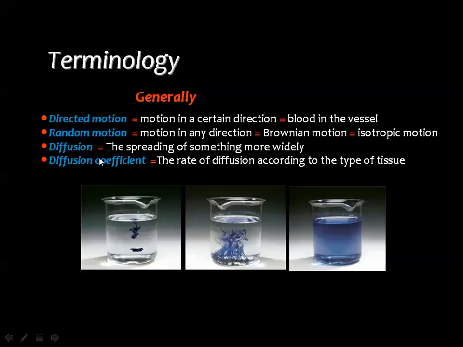The diffusion coefficient means the rate of diffusion in a tissue, according to the type of the tissue. For example, if you put a drop of ink in water and you wait for some time, you see that the ink is diffusing somewhat through the water. But if you wait more time, then you can see that the ink is almost homogeneously distributed through the water.